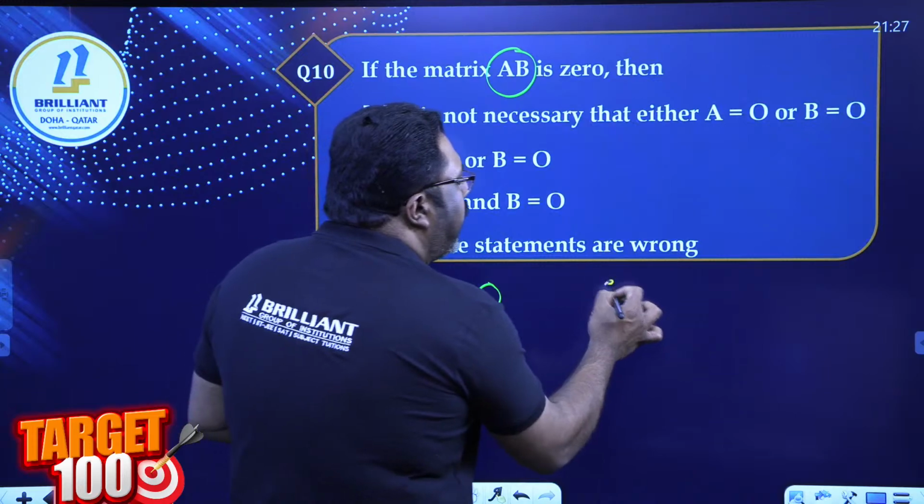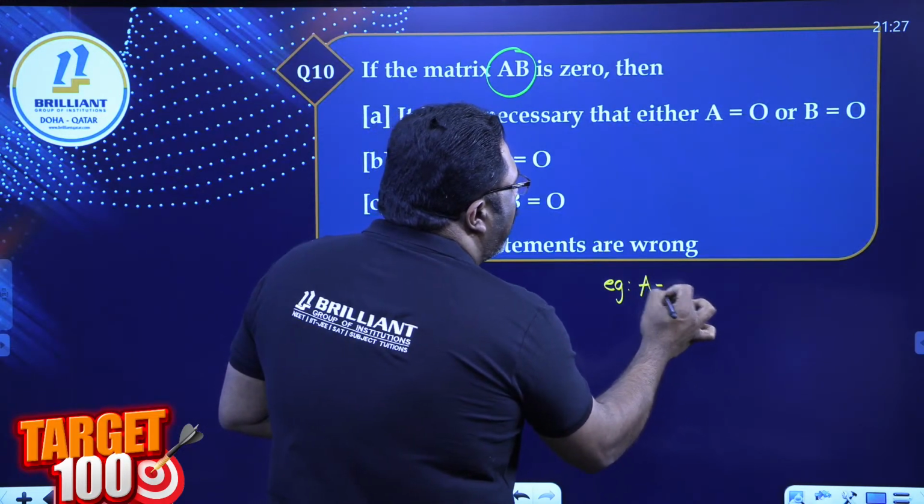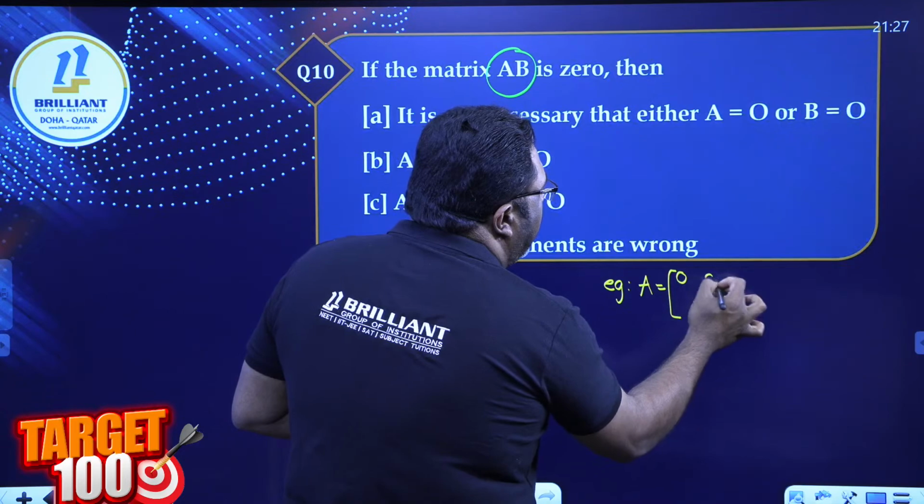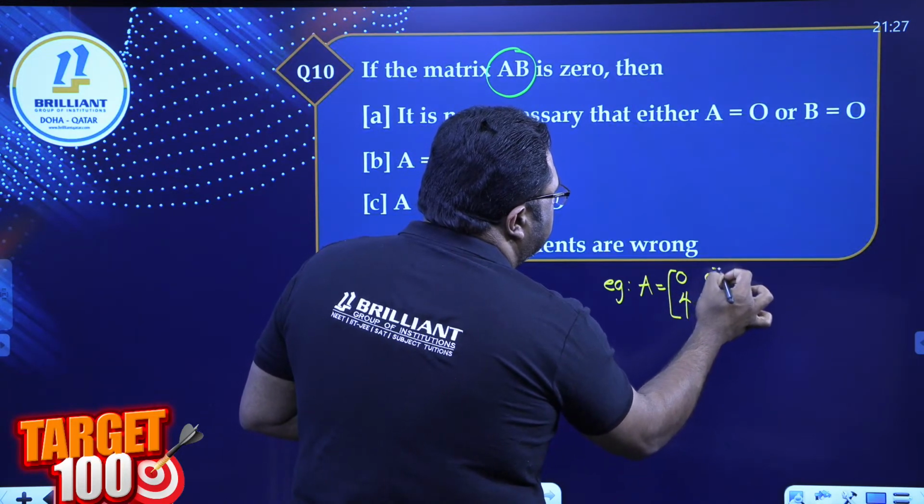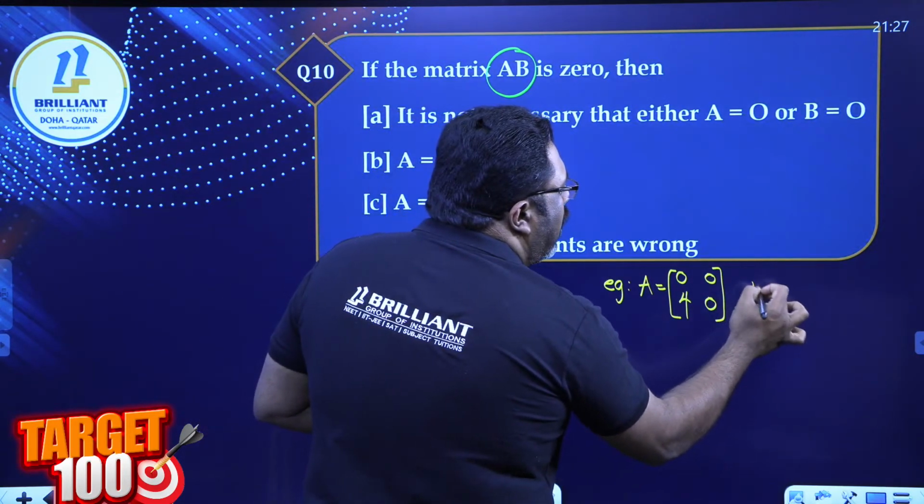You can take an example like this. I will show an example where both the matrices are not 0, but still the answer is 0. Okay, look at this matrix B.